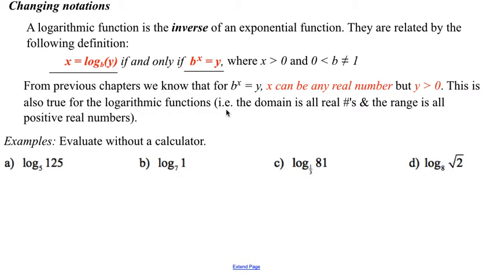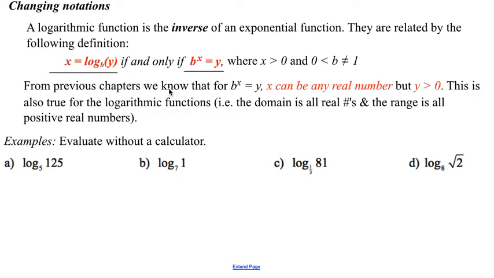We already know from previous chapters about the domain and the range of exponential functions. X could be any real number. It could be positive, negative, a fraction, a decimal. It doesn't matter, it could be anything. But we always get an output that is greater than 0. We never get any negative values for y. Well, this also holds true for logarithms. They have the exact same properties. So the domain is all reals, and the range is only the positive real numbers.